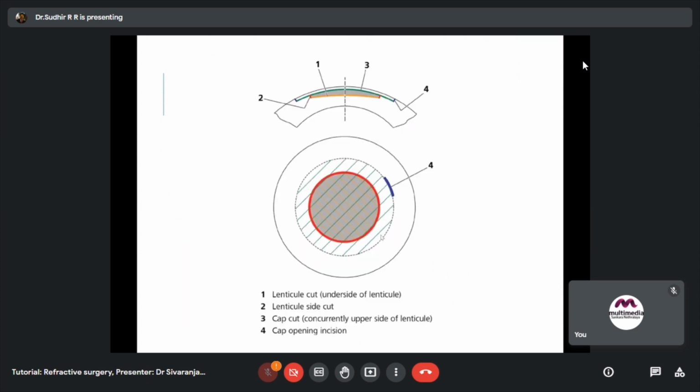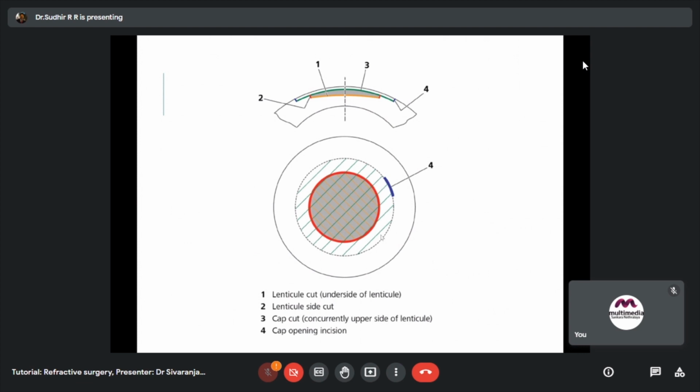So this is a spiral laser. First the spiral goes in, then you have the side cuts, then the spiral out, and the final is the cap opening incision. Then you go and separate these layers and remove them. So this is what SMILE is. Now we saw PRK, LASIK, microkeratome-based femtosecond laser and SMILE. So these are the options you have when a patient comes to you.